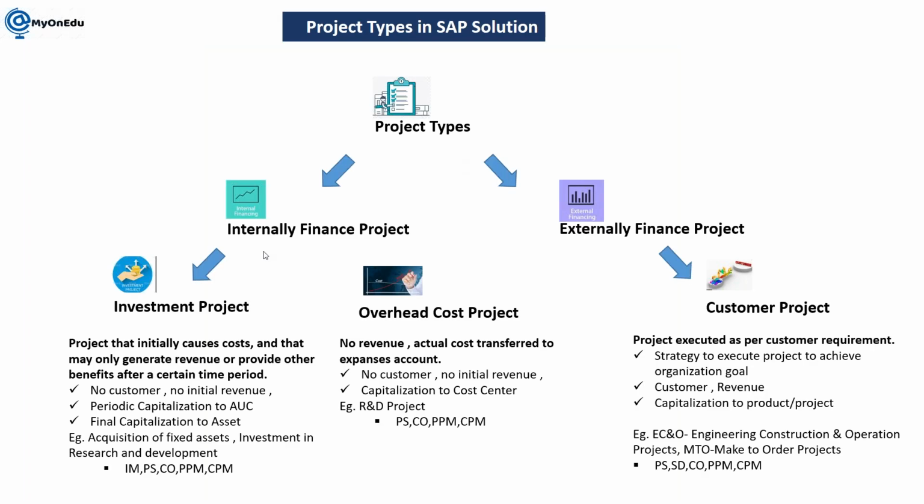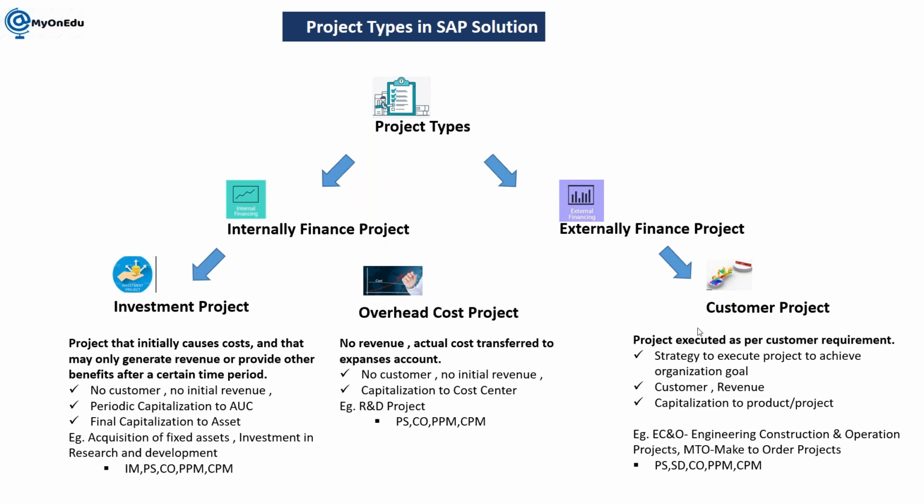What are the types of projects we are having in project system? So we are having these three types of projects: investment project, overhead cost project, and customer project. This is a straightforward question. Here I will use the same terminology in my scenario explanation also.